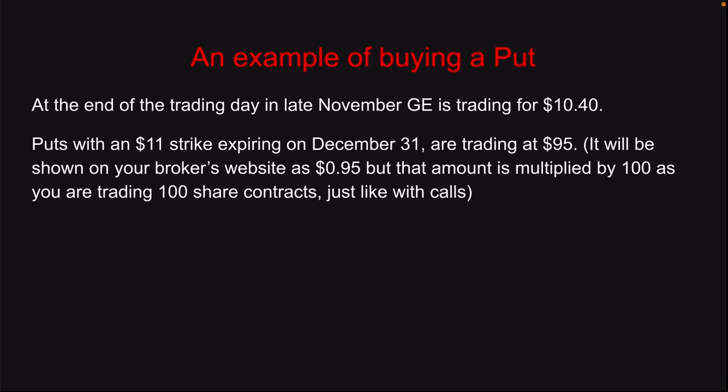At the end of the day, in late November, GE was trading for $10.40. Puts with an $11 strike expiring December 31st are trading for $95. Just like with calls, this will be displayed on your brokerage website as 95 cents, but just like with calls as well, you are trading in 100 share increments.